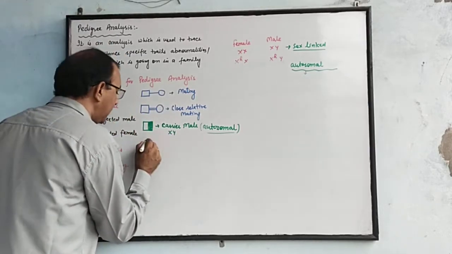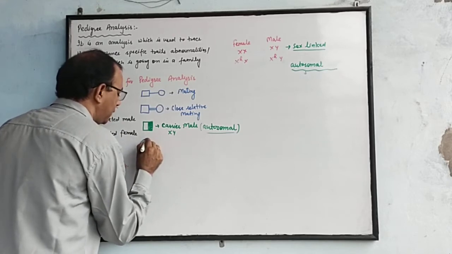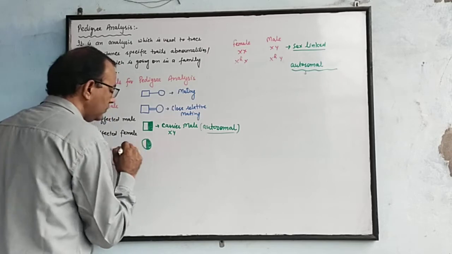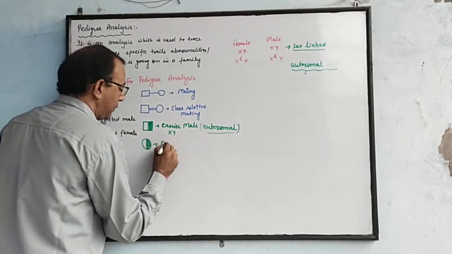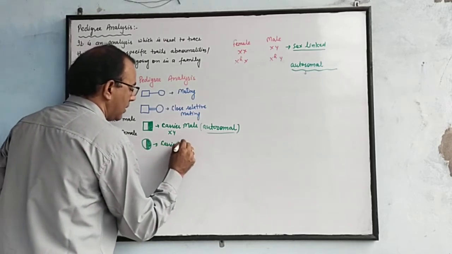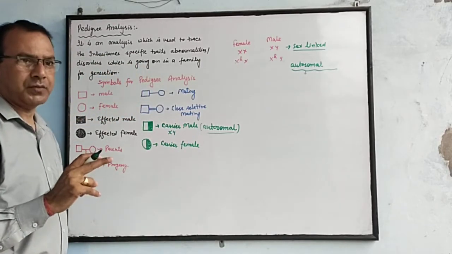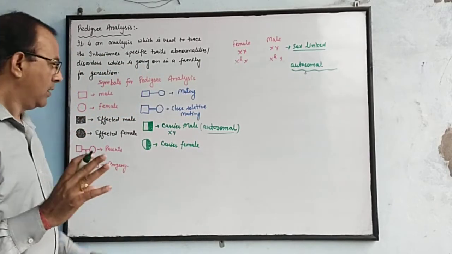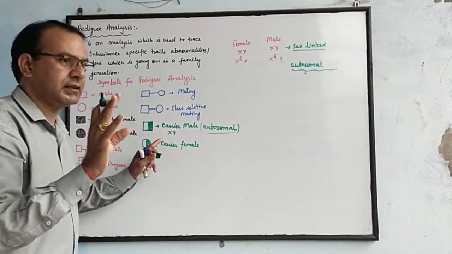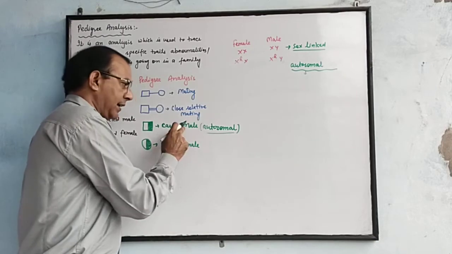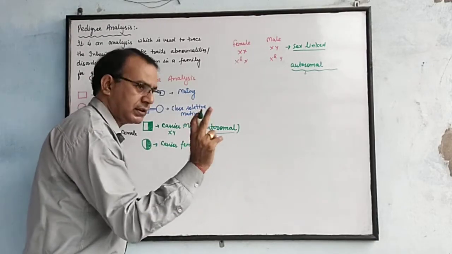But a female may be a carrier. If a female is a carrier, we can fill the circle with a half circle. Carrier female. A female may be affected or a carrier in sex-linked disorders. A male is only affected in sex-linked. A male is only a carrier in autosomal, not sex-linked.